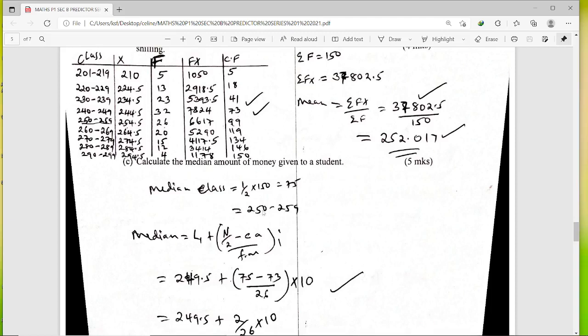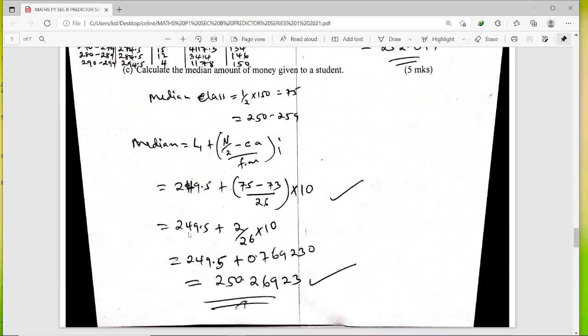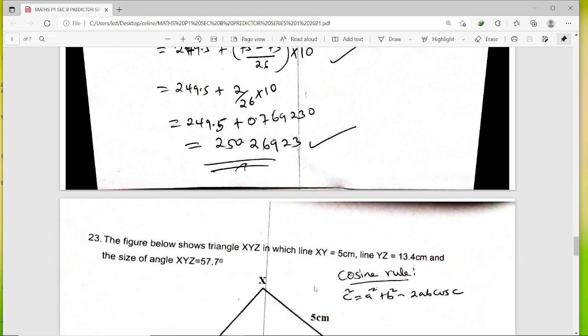259.5 minus 249.5 because that's the lower. If you subtract, you get 10. So that is times 10. So you calculate 249.5 plus 2 over 26 times 10. That gives you 0.769, and adding 249.5 gives you 250.269. So that is our median. And then you score all those 10 marks.